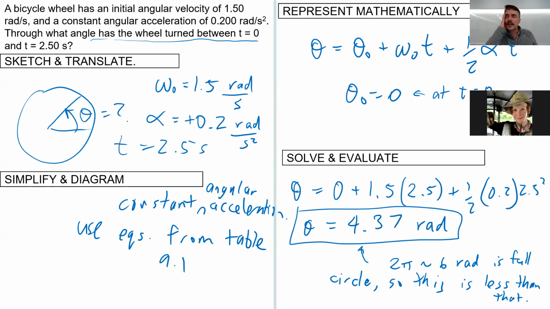Theta 0 would be, I guess, the angular position when t equals 0. So I guess we just defined this. Sort of a definition.